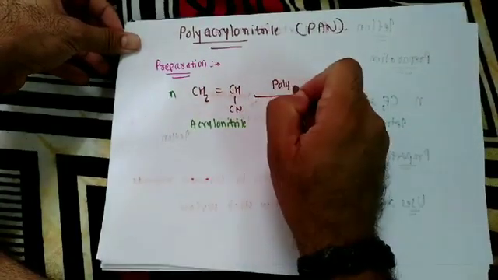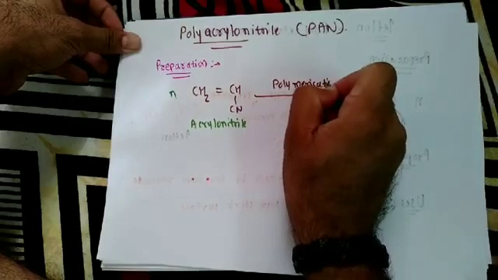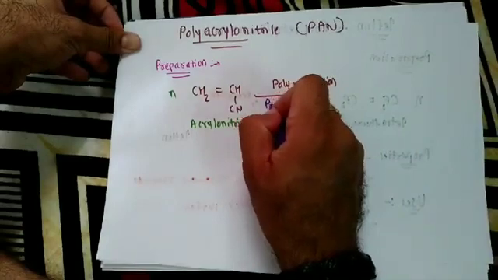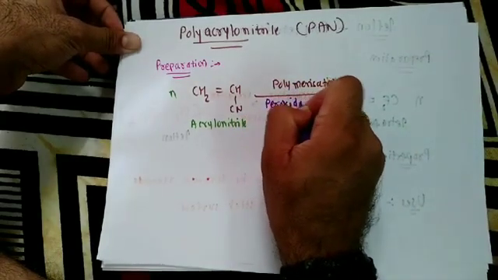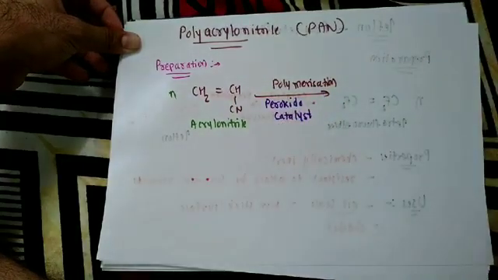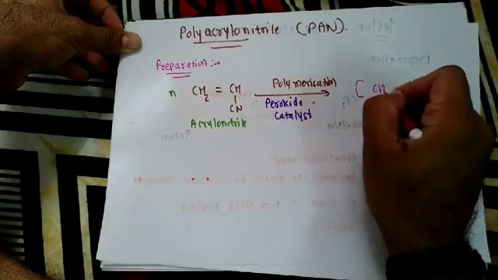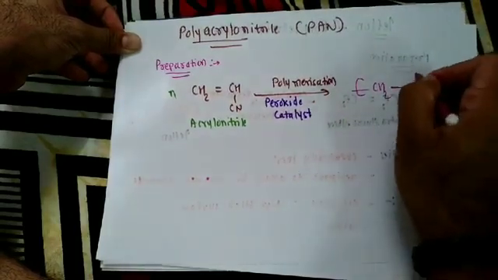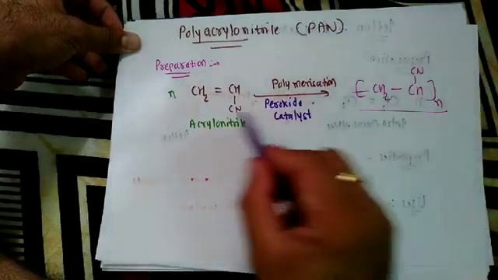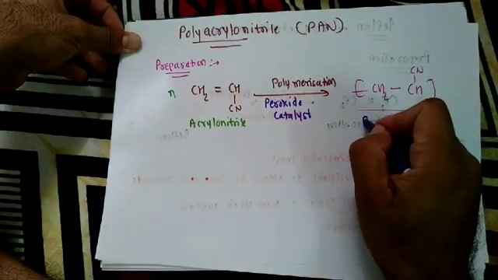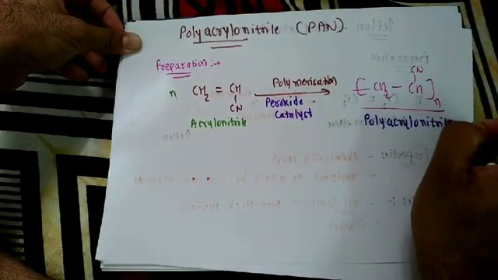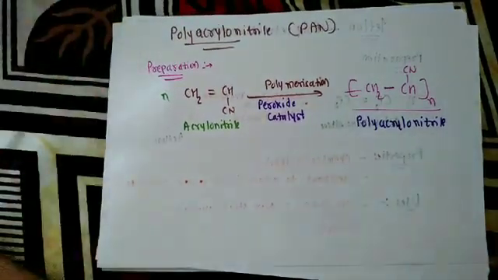Polymerization reaction will take place in the presence of peroxide catalyst. So in this case, the catalyst is peroxide catalyst. Okay, it will form polyacrylonitrile. So this is the polymer of acrylonitrile, which is known as polyacrylonitrile. So this is the preparation of polyacrylonitrile.